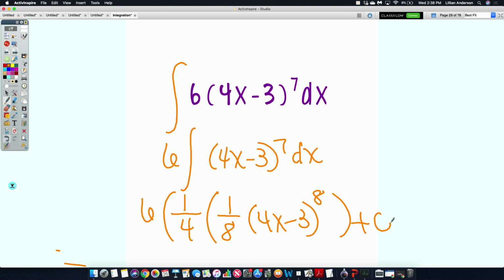So basically you're multiplying 6 times 1 times 1 divided by 4 times 8. So it's 3 over 16, because you would reduce it. 4x minus 3 to the 8th power plus c.